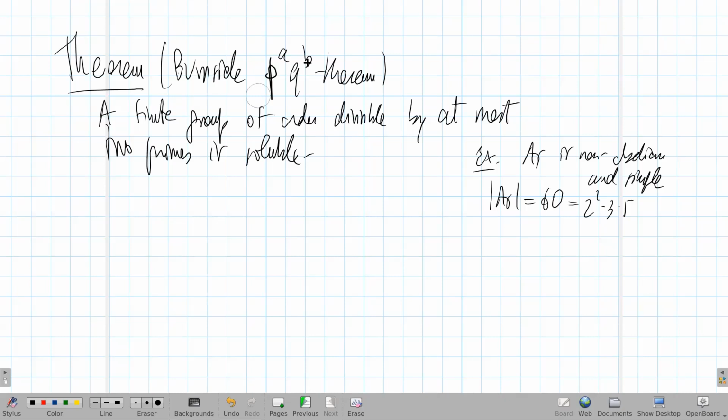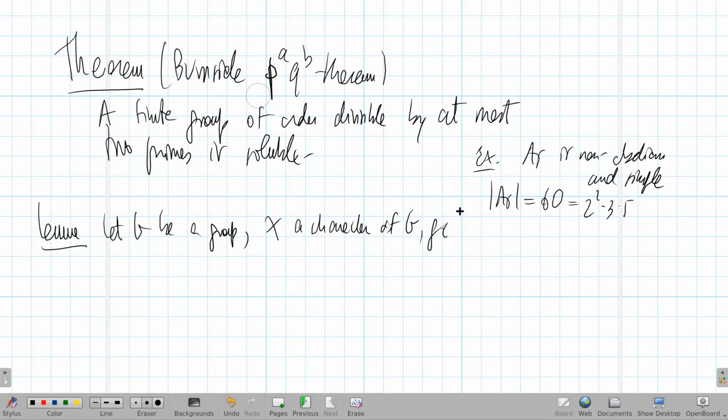Okay, so let's approach this proof. This proof will require some discussion of algebraic integers. So let's start with this lemma, which says the following: let G be a group, let chi be a character, simply a character of G, and g be an element of G. Then the first statement is that the order of the conjugacy class of g times chi(g) divided by chi(1) is an algebraic integer.